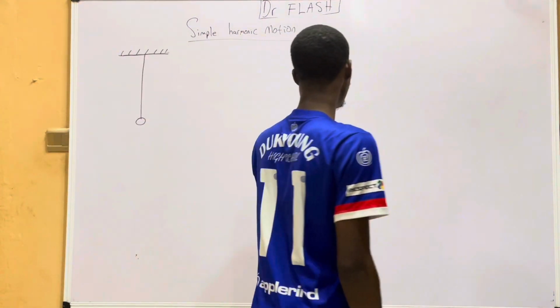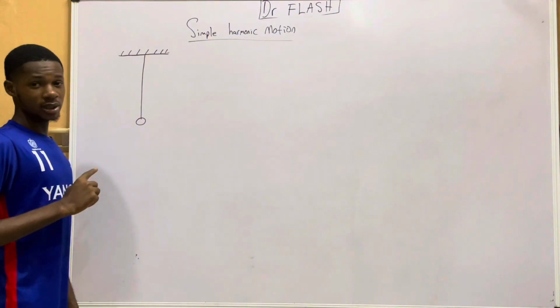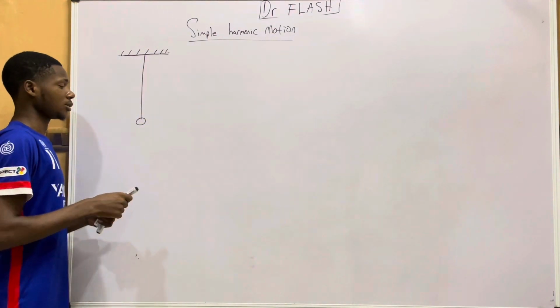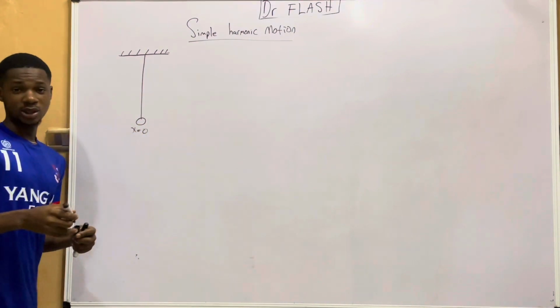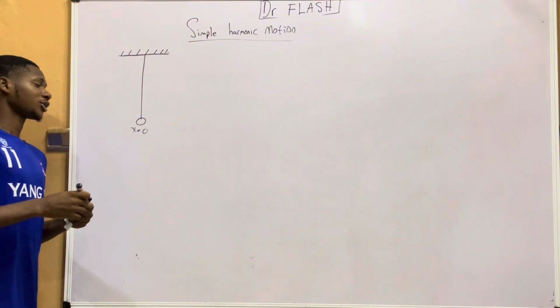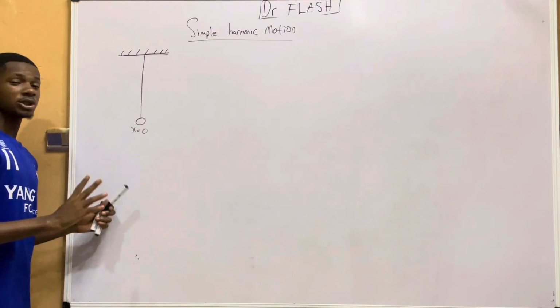So now we're having a simple pendulum on the board. You notice this bulb is at rest. It is not moving. So I'm going to say, since it is at rest, its displacement, which is x, is equal to 0. That is the displacement. x is equal to 0. It is not moving. Nobody is touching it.